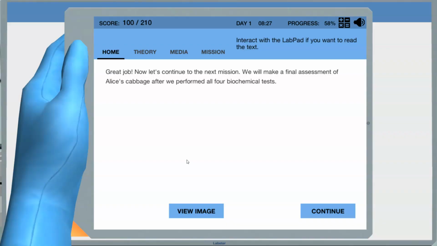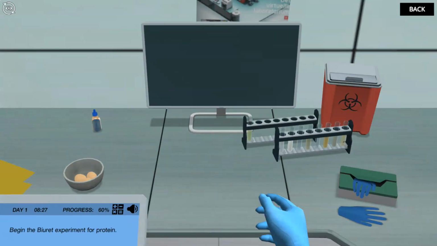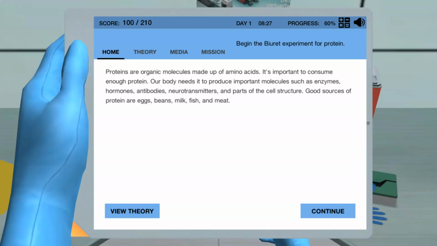Great job! Now let's continue to the next mission. We will make a final assessment of Alice's cabbage after we performed all 4 biochemical tests. Proteins are organic molecules made up of amino acids. It's important to consume enough protein. Our body needs it to produce important molecules such as enzymes, hormones, antibodies, neurotransmitters, and parts of the cell structure. Good sources of protein are eggs, beans, milk, fish, and meat.